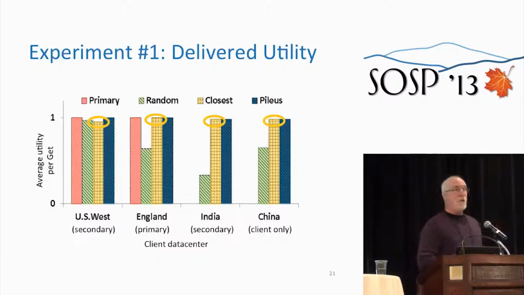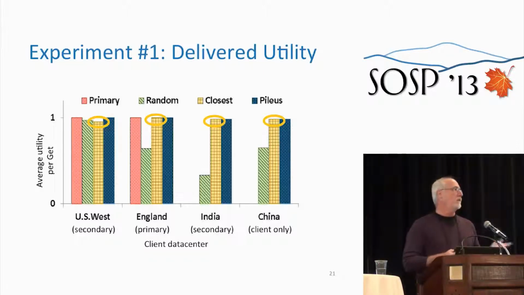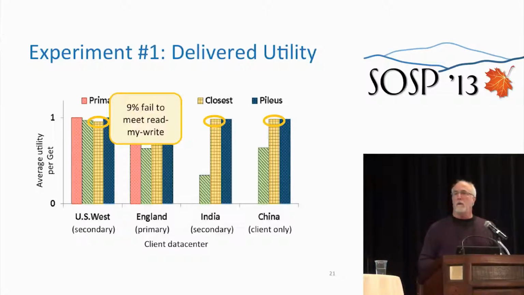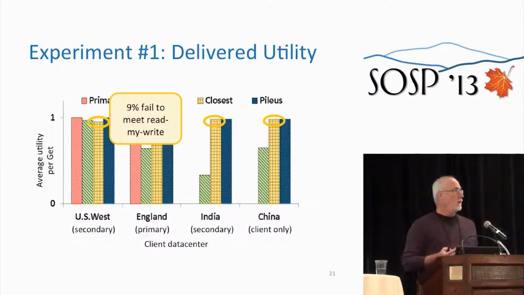For the one in the US, you might think that the bars look pretty close, but these bar graphs are deceptive. So if you zero in on this, you'll find out that the closest scheme fails to meet the top sub-SLA 9% of the time. So if this was a shopping cart application, that means 1 out of 10 times almost when you go to check out, your shopping cart would have missing items in it. That would be totally unacceptable. It would lead to unhappy customers and unhappy sellers, whereas Pileus guaranteed that 100% of the time your shopping cart was accurate.